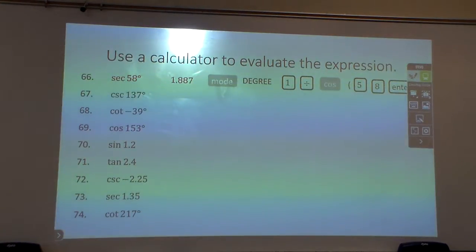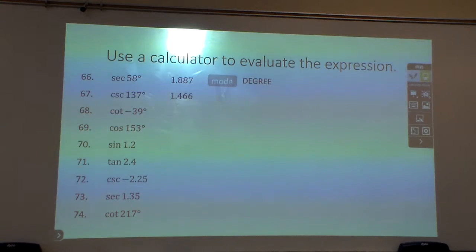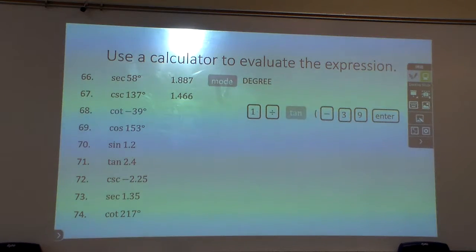The next one, cosecant, same degrees, is 1 divided by sine, 137, enter, and you get 1.466. Is there a cotangent button? No. So you have to use 1 divided by tangent. That's why you had to memorize those. Everybody got it? Notice this one's also got a negative in it. I'm still in degrees, so I get negative 1.235.